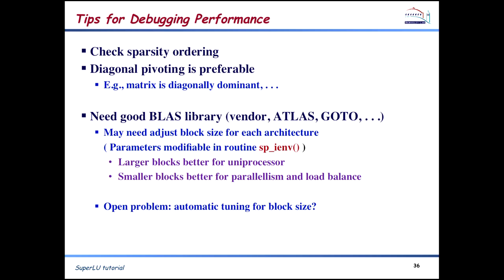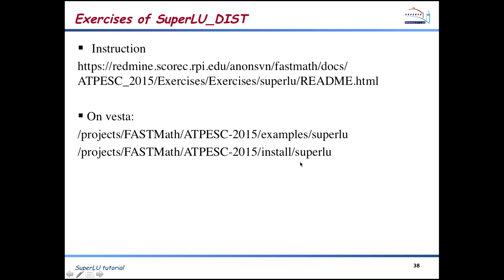So for the performance debugging, one of the things is you first need to check sparsity ordering, whether you can use a good sparsity to make sure that you don't get too many fills. And you can try different versions. And then very often the diagonal pivoting is preferable, so you can use a diagonal. We have a symmetric mode to do. And BLAS is a big issue. That's most of the performance coming from BLAS library. And also block size, which can be set in this environment variable. So then we have for exercise on the machine Vesta, which the README file is in that directory, and all the examples are set up there.